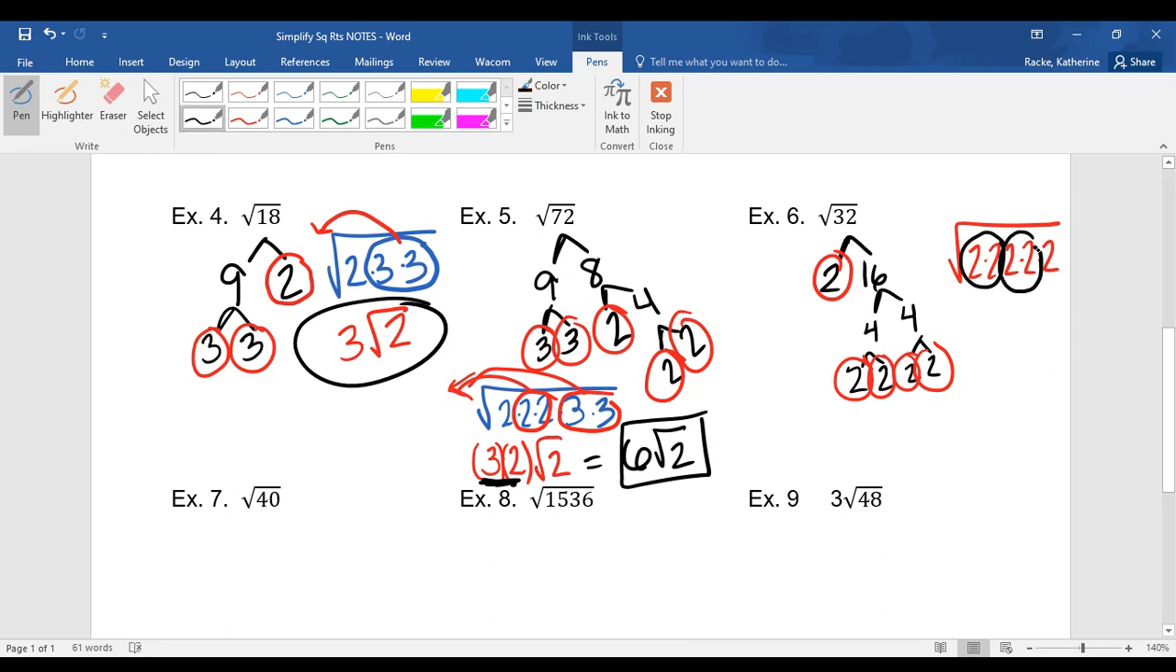There's one with one left over. So again, these are both coming on the outside. So 2 times 2 on the outside with a 2 left on the inside. Multiply those numbers on the outside to give me 4 square root of 2.